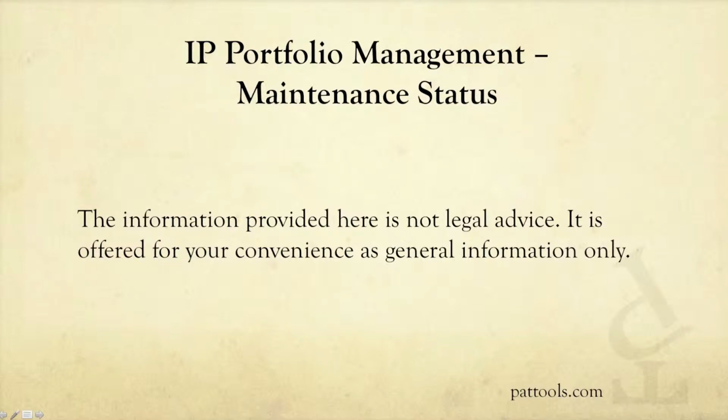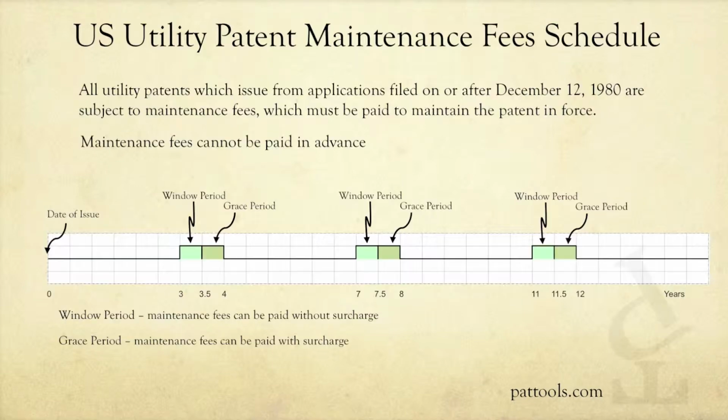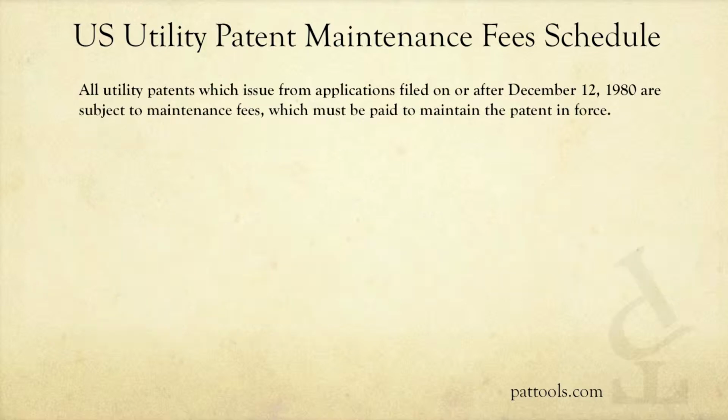There are many facets in IP portfolio management. Today, we're going to focus on the maintenance aspect. More specifically, we're looking at the maintenance of U.S. utility patents. All utility patents which issue from applications filed on or after December 12, 1980, are subject to maintenance fees, which must be paid to maintain the patent in force.